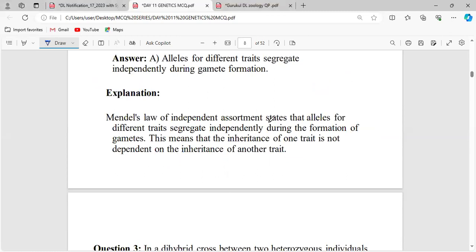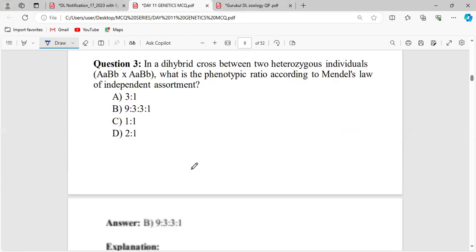Mendel's law of independent assortment states that alleles for different traits segregate independently during the formation of gametes. This means that the inheritance of one trait is not dependent on the inheritance of another trait. Whether the other trait is going to be inherited or not is immaterial for the particular trait to be inherited. This is the law of independent assortment.